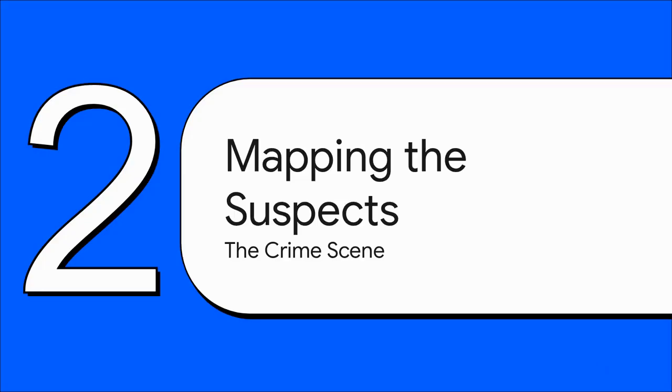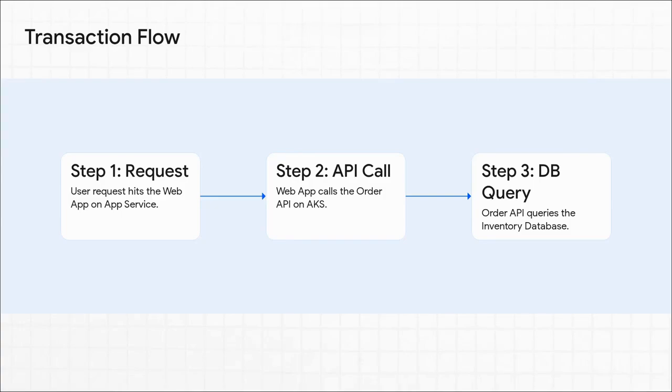Right, we know the stakes are high. Now it's time to map out our crime scene and start identifying the potential suspects. We need that 30,000-foot view of the entire transaction to see how everything fits together. The flow is actually pretty straightforward. A user's request comes in and hits our web app on App Service. That web app then turns around and calls an order API, which is running on Azure Kubernetes Service, or AKS. And finally, that API needs to check inventory, so it queries our database. So there we have it, three main suspects: the web app, the order API, or the database.